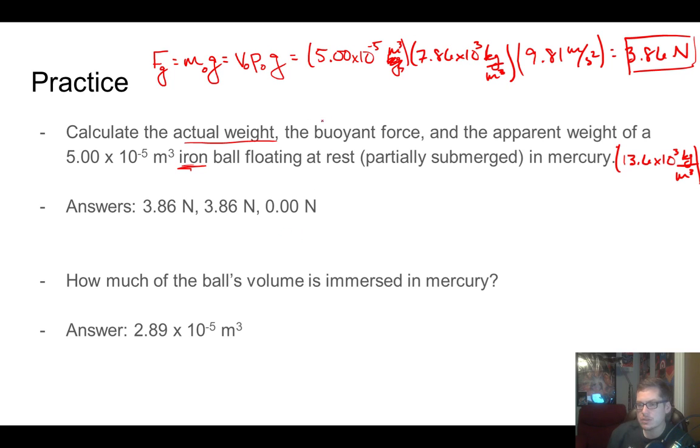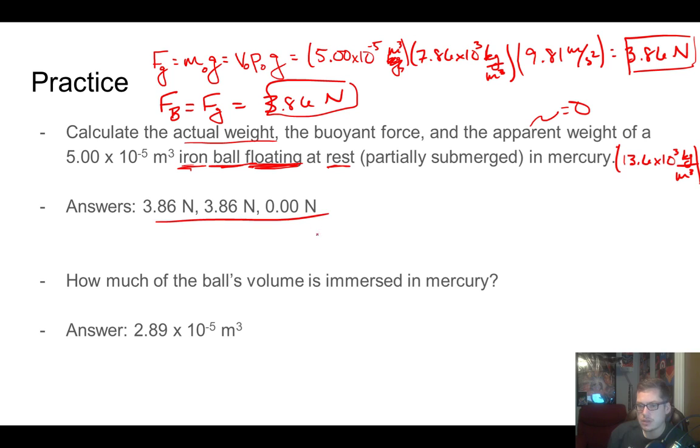Now we need the buoyant force. Well, the buoyant force is equal to the actual weight minus apparent weight, but we need to find the apparent weight anyway. But one trick is that it says the ball is floating at rest. If the ball is floating at rest, this means that the apparent weight has to equal 0. So that means the buoyant force has to be equal to the force due to gravity, which is 3.86 newtons. So there we get these three answers.